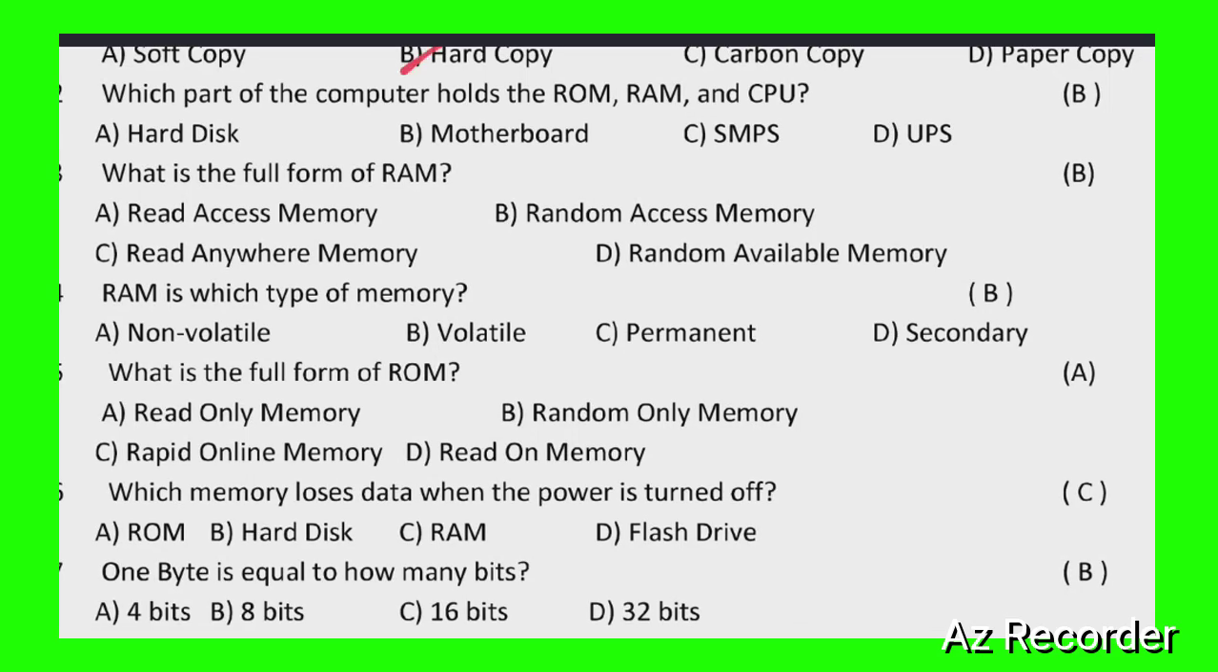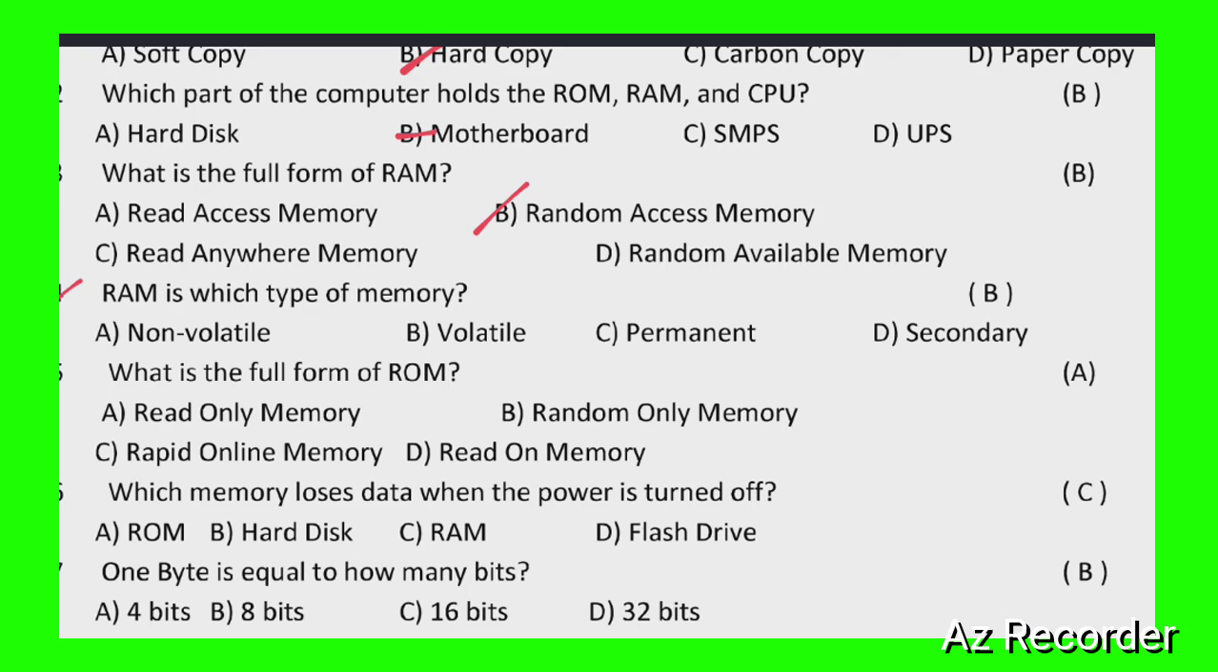Which part of computer holds the RAM and CPU? That is option B, motherboard. What is the full form of RAM? That is option B, random access memory.